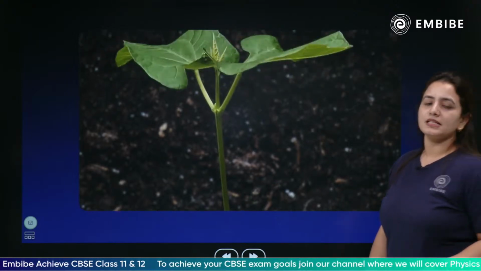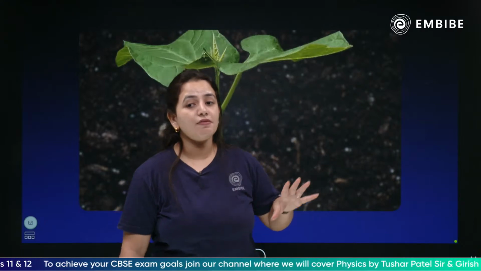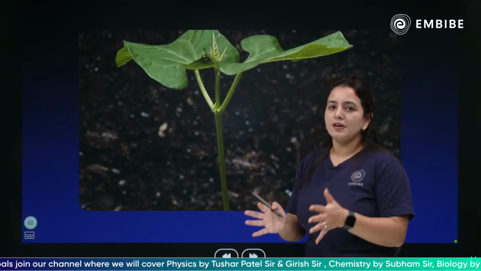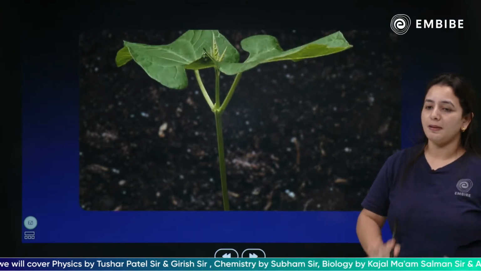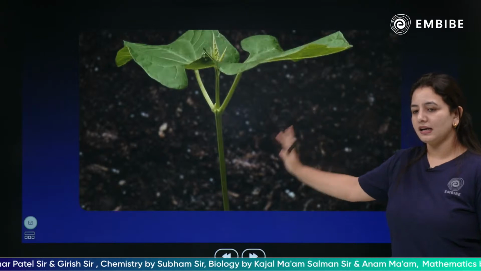So the seed dormancy only breaks when the conditions are favorable for the seed development. Otherwise, the seed remains dormant for a very long time. To have a favorable condition, we need a good amount of moisture, the right amount of oxygen and the right amount of temperature. And this is how your seed germinates during favorable conditions.